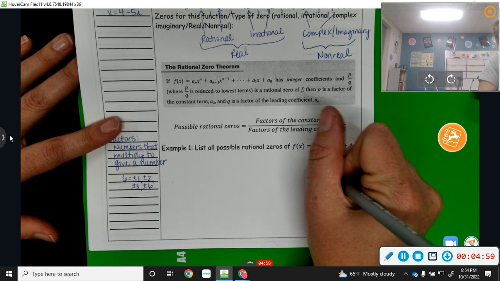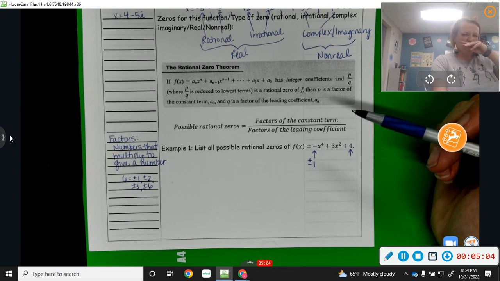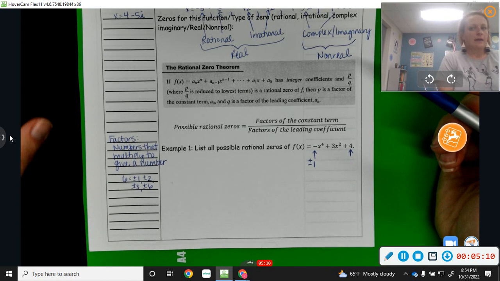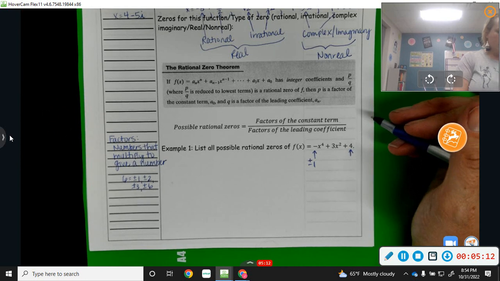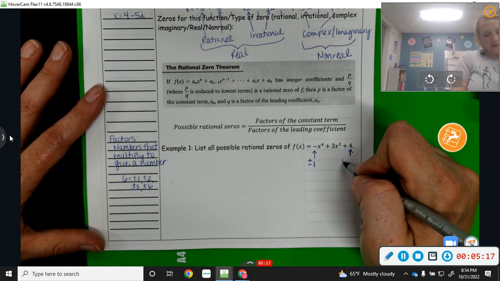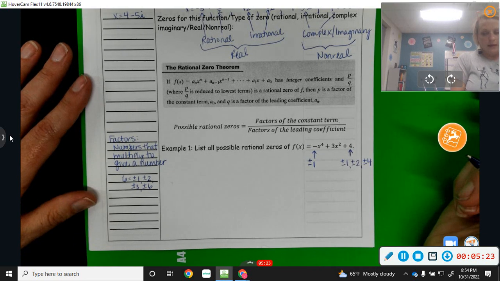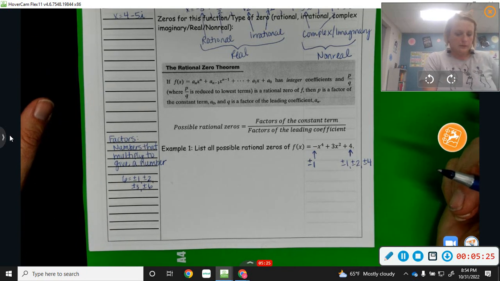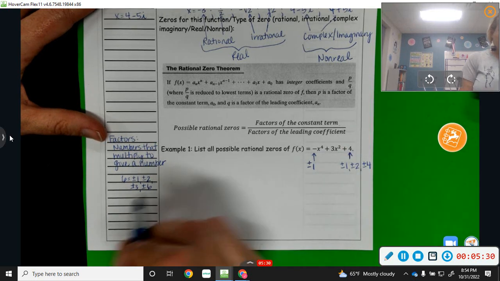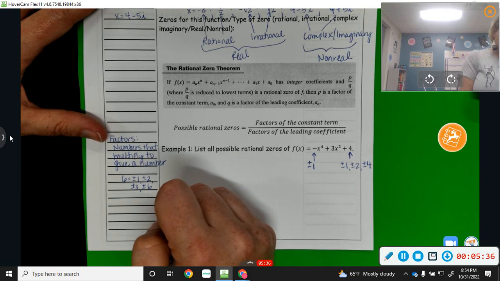Okay. So here my leading coefficient is negative 1. So my factors are going to be positive and negative 1, because the ways that I could get 1 are going to be 2 positive ones. Actually, I could get a positive and a negative, or a negative and a negative. Okay. 4 is going to be plus or minus 1, plus or minus 2, and plus or minus 4. Okay, so the possible zeros, we're going to take these, and they're going to go on top, and then this one's going to go on the bottom.